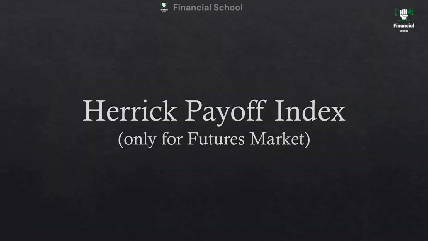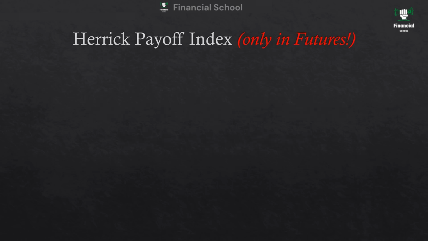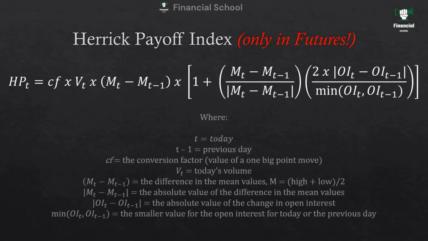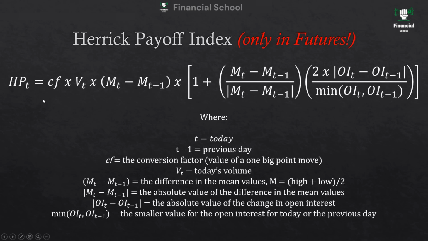This is a last known indicator that combines volume with open interest, but it can only be used in the futures market due to the necessity of open interest data. The formula for the Herrick Payoff Index is a little more complex, and it goes as follows. The Herrick Payoff Index is equal to the conversion factor, which is the value of a 1 big point move, times the volume for today, times the difference in the mean values, where M equals high plus low divided by 2. All of that times 1 plus the difference in the mean values divided by the absolute value of the difference in the mean values, times 2 times the absolute value of the change in open interest divided by the smaller value for the open interest for today or the previous day.